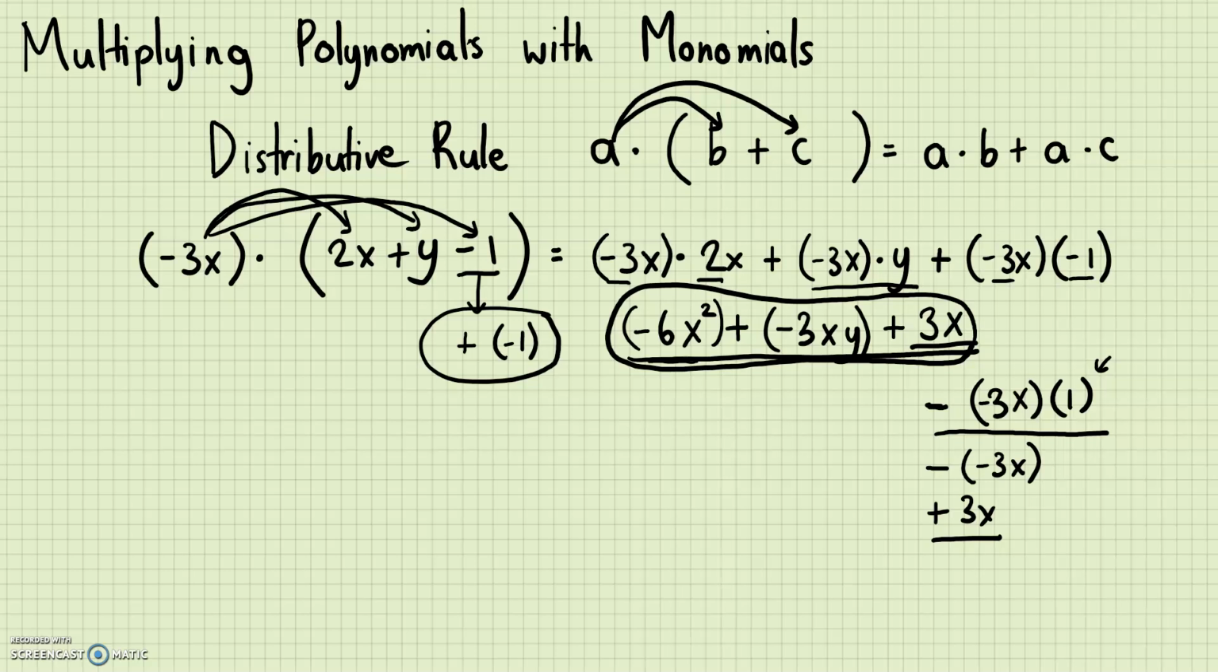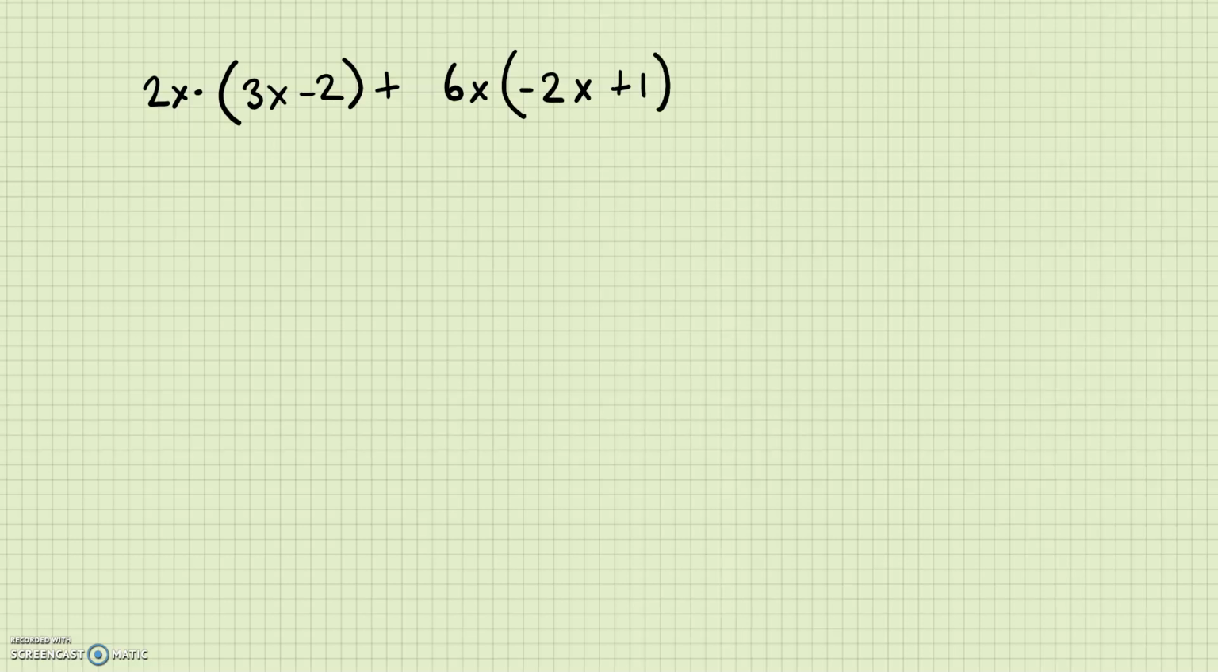Okay, let's try another problem. So let's say I have the monomial 2x times the polynomial 3x minus 2 plus the monomial 6x times negative 2x plus 1. Okay, in this case, we have two terms or two big groups that are being multiplied together. So let's do each of these individually first.